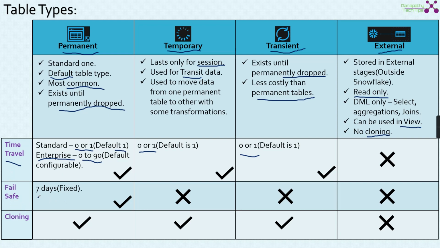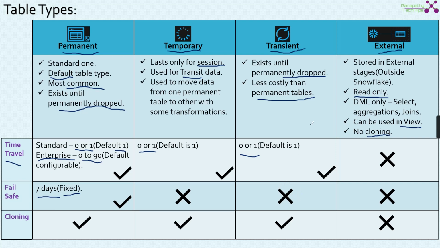Now coming to the permanent table, 7 days of fail safe is available, which is fixed, meaning we cannot configure or change this to 1 or 2. It will be 7 days, fixed as it is. It is completely managed by Snowflake. That is the fail safe for the permanent table. When it comes to the temporary table, there is no fail safe mechanism. When it comes to the transient table, there is no fail safe mechanism.